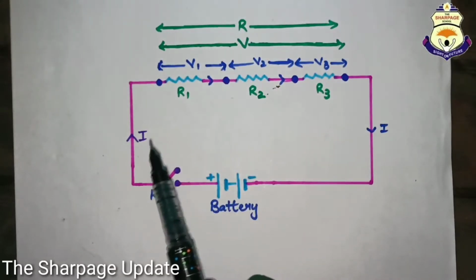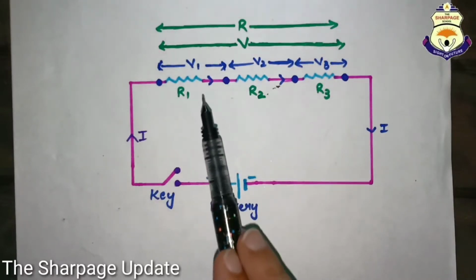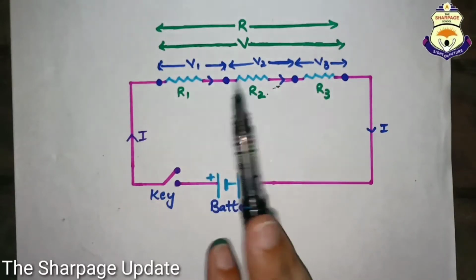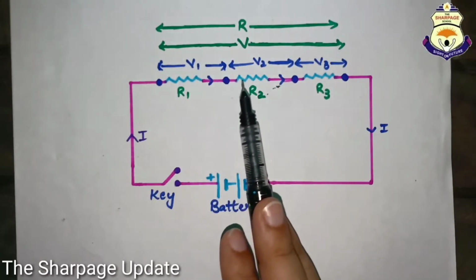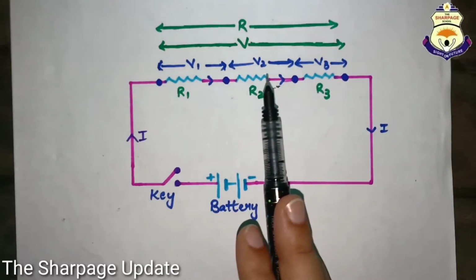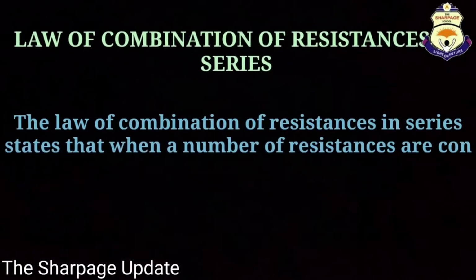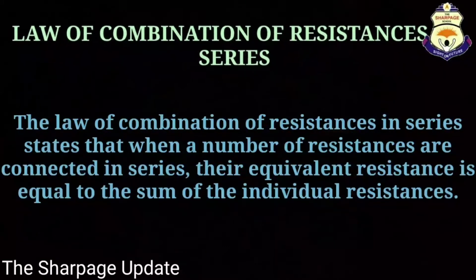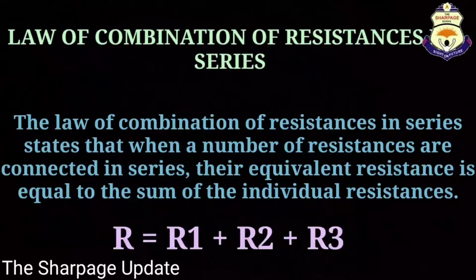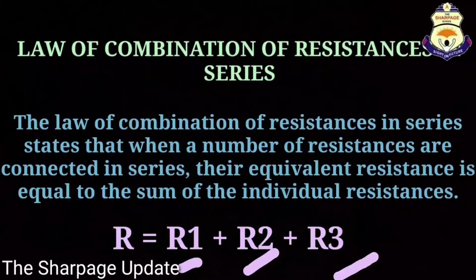When a series combination of resistances is connected to a battery, the same current I flows through each of them. Students, the law of combination of resistances in series states that when a number of resistances are connected in series, their equivalent resistance R is equal to the sum of individual resistances, that is, R equals R1 plus R2 plus R3.